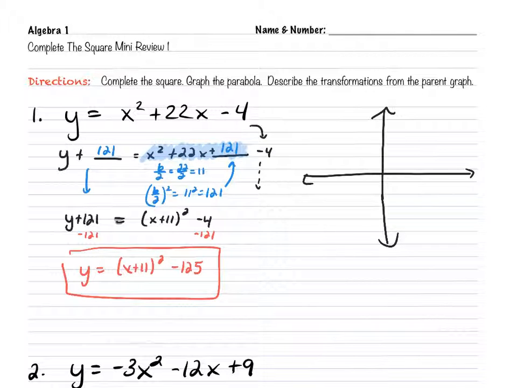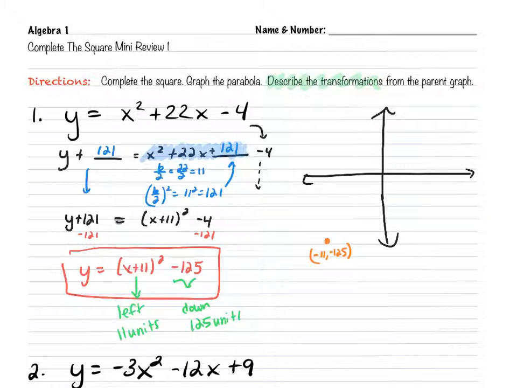So to describe the transformation first, just so we can better see that, I'm going to do that in a green marker. And the transformations are going to come from our vertex form. So if I see a plus 11 inside parentheses, this is actually going to move it left 11 units. And then the minus 125 at the end moves it down 125 units. So when I graph the function, the first thing that I can do is plot my vertex, which will be at negative 11, negative 125. And I'm not super concerned about the scale as long as you put it in the right quadrant.